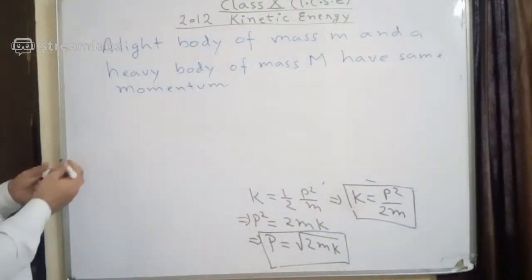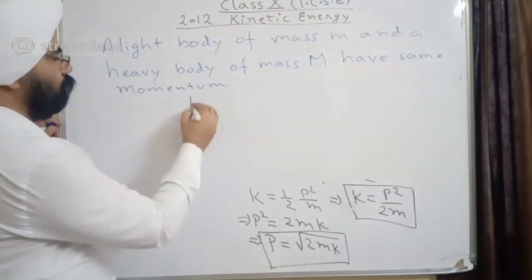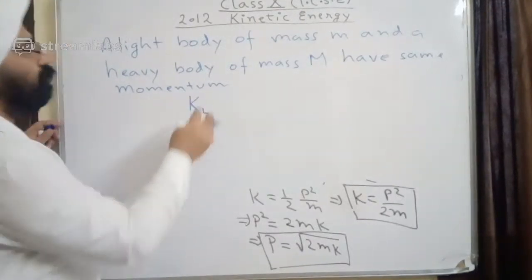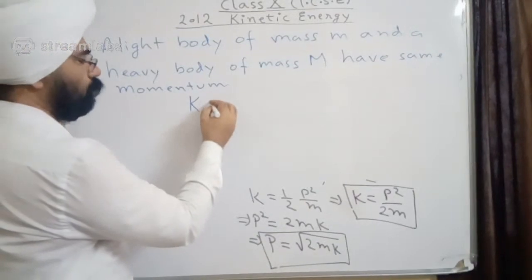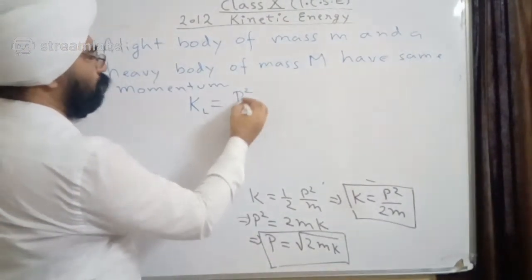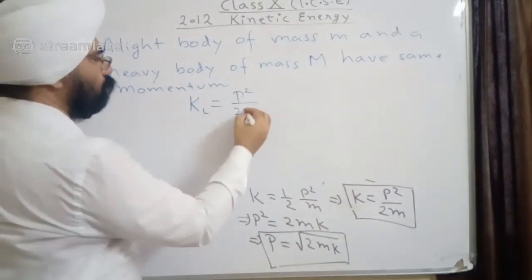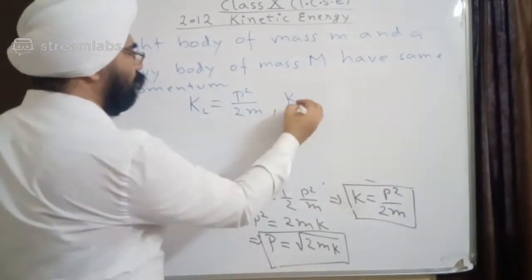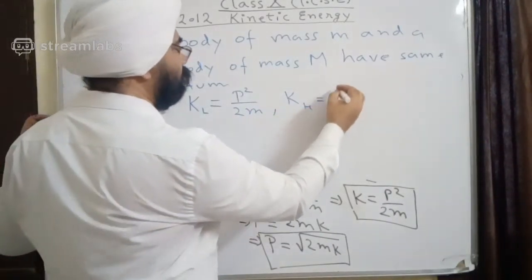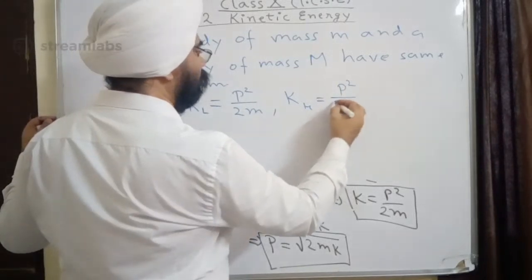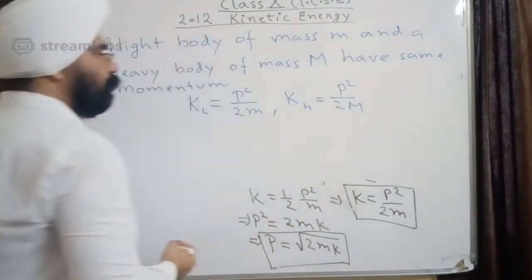So we find first of the lighter body. K of the lighter body is equal to p square by 2m, and K of the heavier body is equal to p square by 2 capital M. Got it?